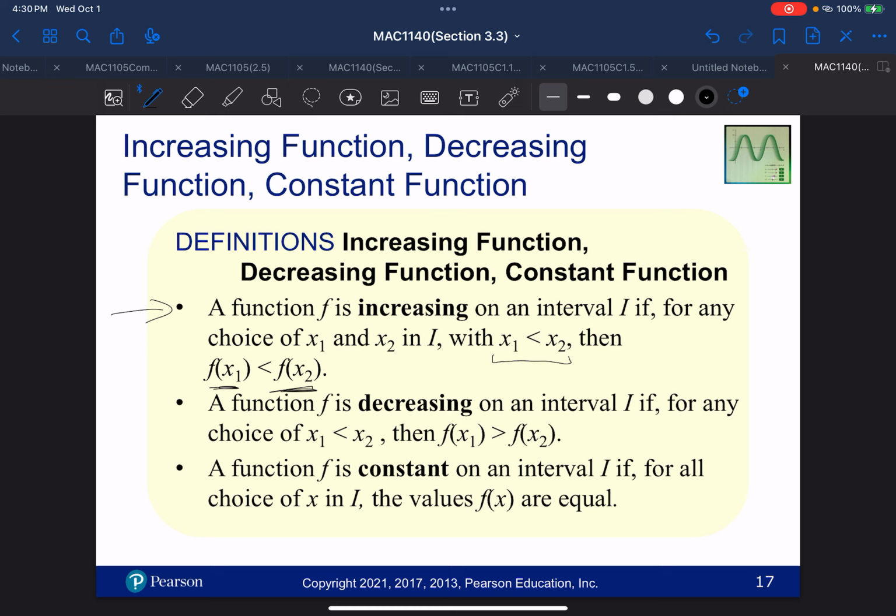And I'm going to show you a picture of a graph on the other side that really makes this make more sense. And then a function is decreasing on an interval I if for any choice of values of x where x1 is less than x2, then the output of x1 will be greater than the output of x2. And then of course a function is constant on an interval I if for all choices of x in I the values of f of x are equal. So they have the same y value.